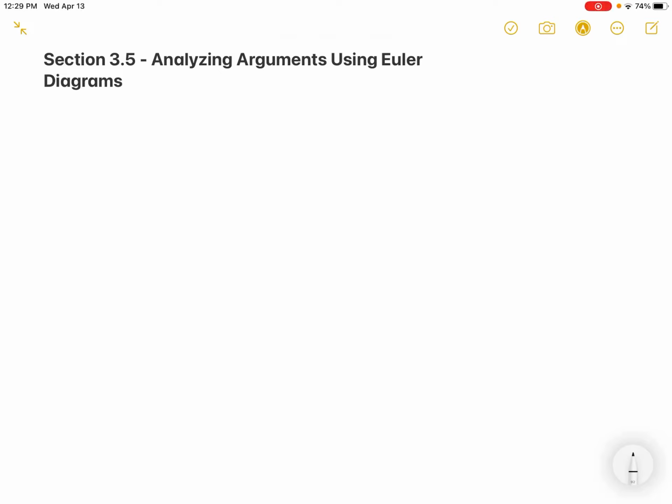Welcome to section 3.5. It's a little bit different than the previous sections. There's going to be actually no truth tables in here. They're just going to have us analyze arguments first using what's called Euler diagrams. And Euler diagrams are basically circles where you kind of see where the overlaps are.